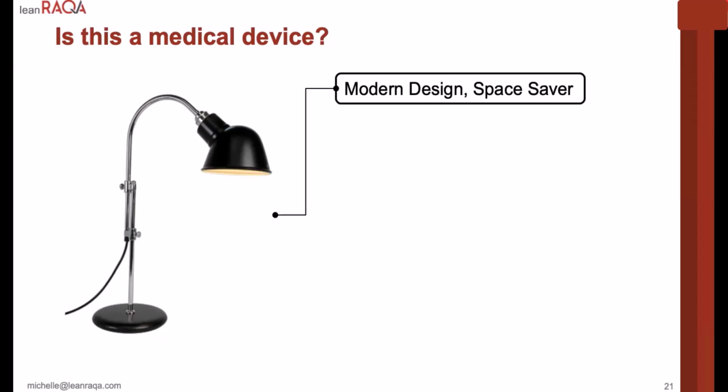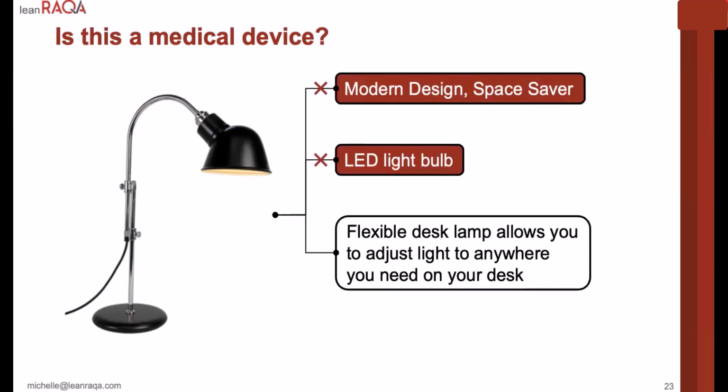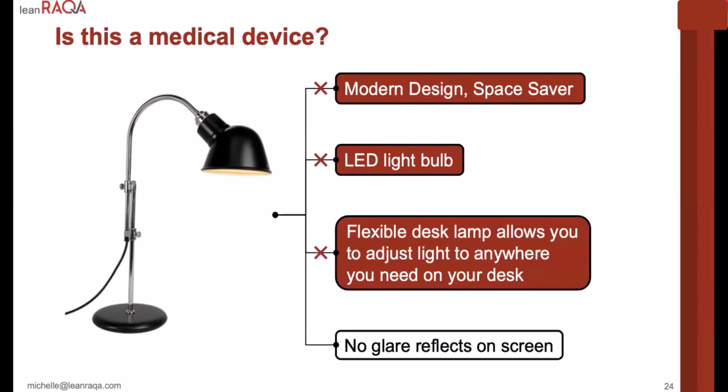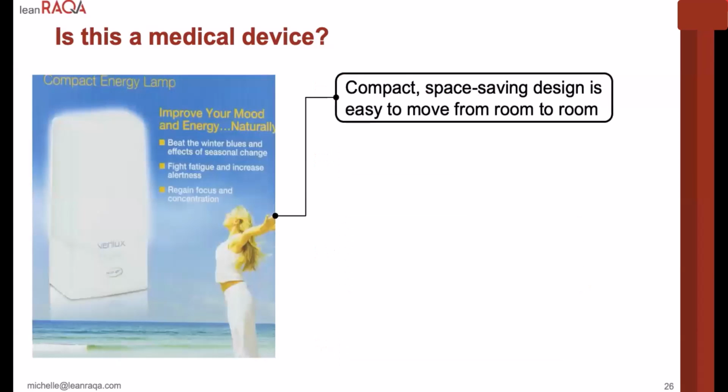So if we take this product, this light, and we want to make the following statements. It's a modern design and space saver. Well, we could pretty clearly say that's not a medical device. I'm going to say it has an LED light bulb. No, also not a medical device. It's a flexible desk lamp that allows you to adjust light to anywhere you need it on your desk. Not a medical device. No glare reflects on your screen. Also not a medical device. But what if we take a similar light and we say it is compact, space-saving design, and it's easy to move from room to room?